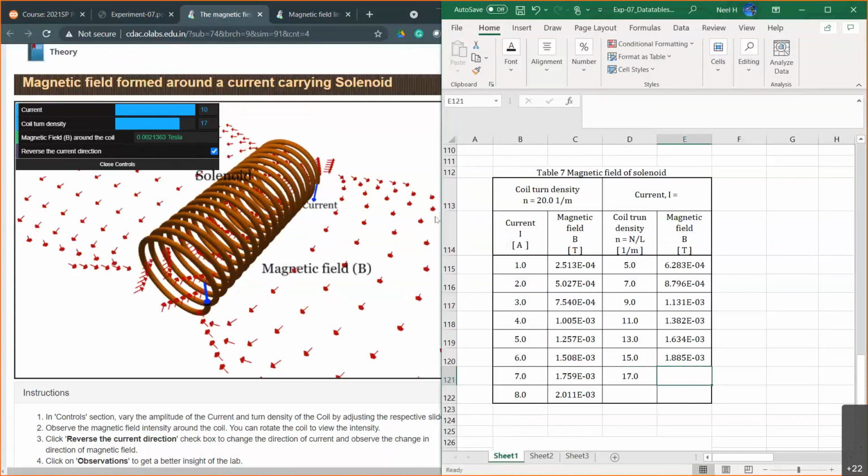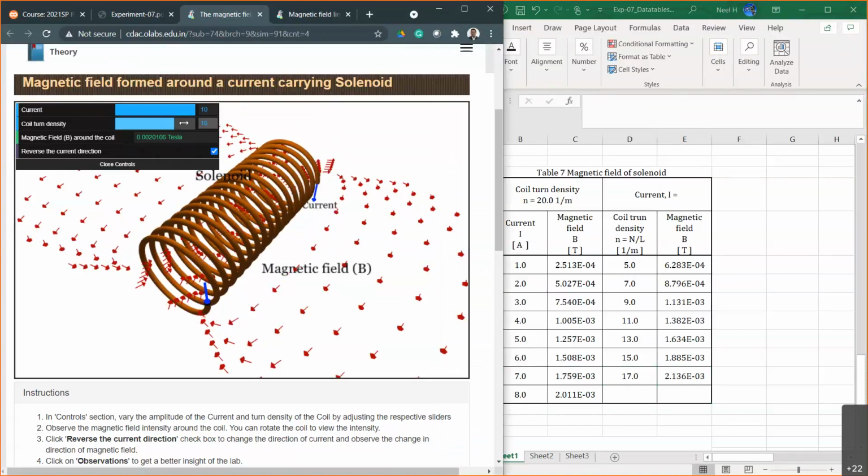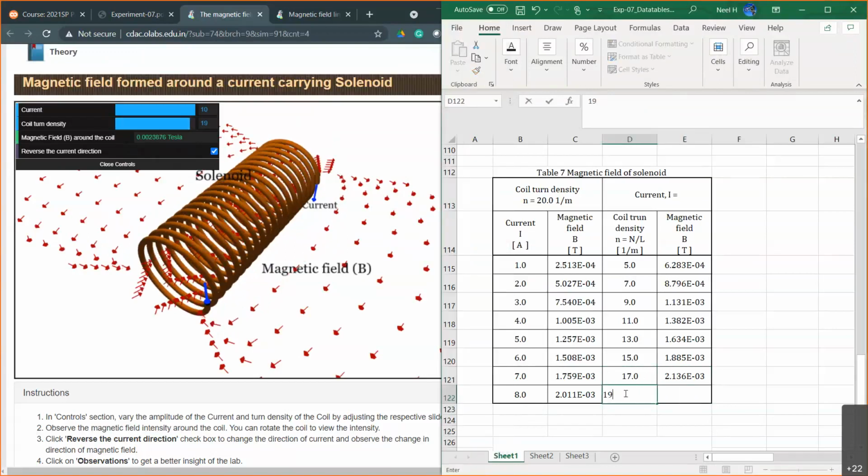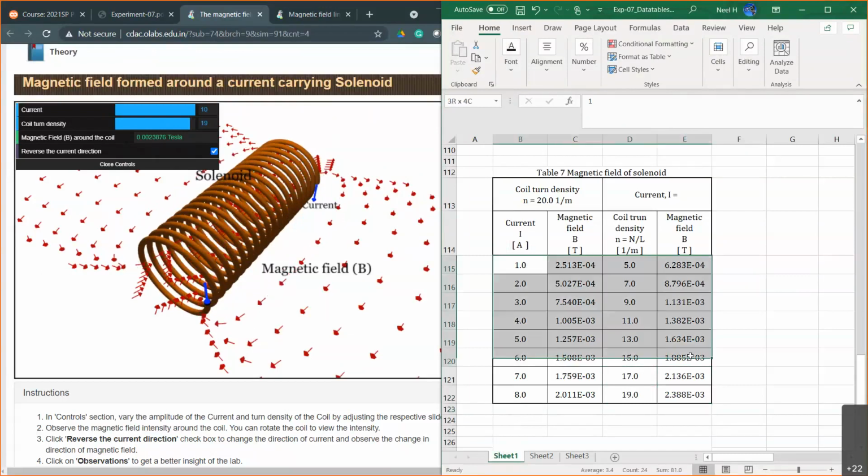Okay, 17, it's going to be 2 zeros, 21363, and then let's do one more data point, 19. Then we will get 2 zeros, 23876. Okay. So that's the idea. That's why the electromagnet is actually very useful.